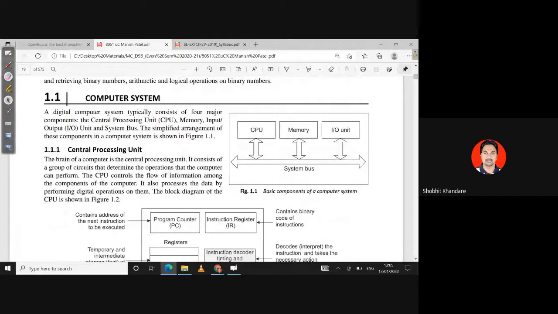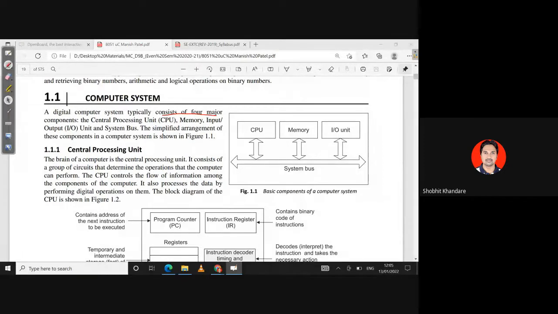See here now, what is the computer system? A digital computer system typically consists of 4 major components. मैंने फिर से बताया आपको, मैं फिर से बता रहा हूं. I want your concept should be crystal clear. Your foundation should be strong.